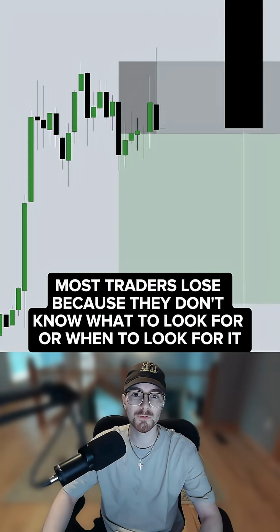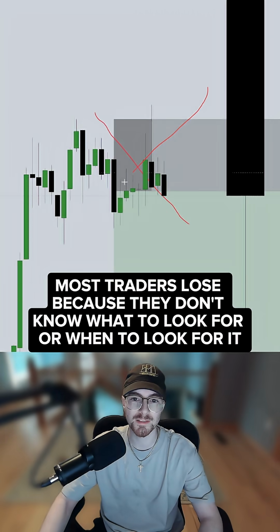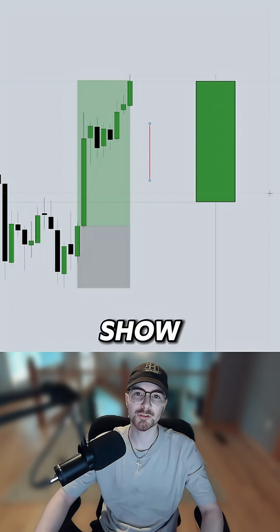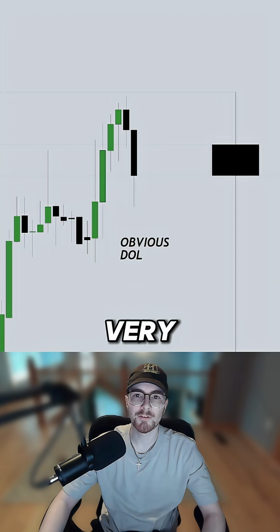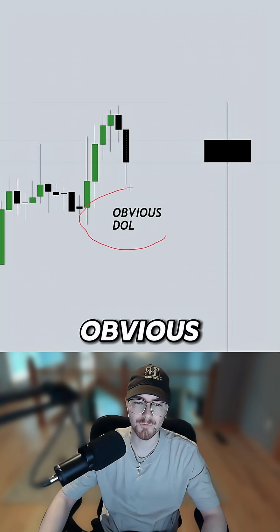Most traders lose because they don't know what to look for or when to look for it. Give me 1 minute and I'll show you the exact flow I use to avoid this problem and catch my best trades. The very first thing we need for my model is an obvious draw on liquidity.